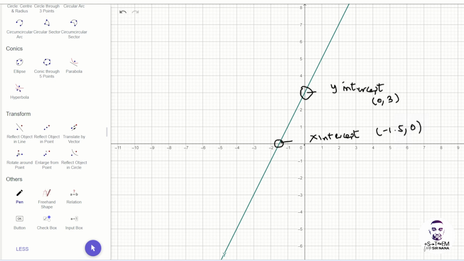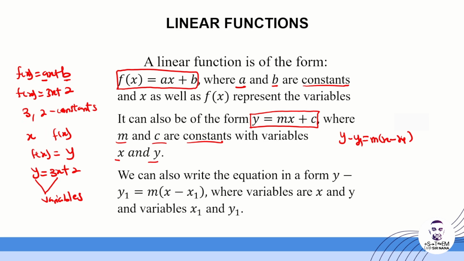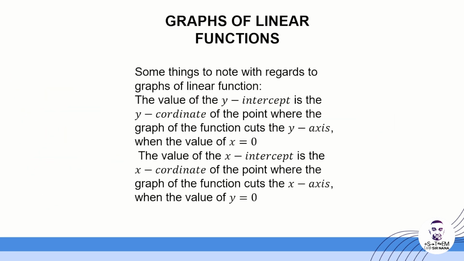And we've looked at how we can use the graphing tool to draw our graph and have our graph look very linear when we have our equation written. Now let's consider some of the things we looked at with the graph. Some things to note with regards to the graph of a linear function. Remember that the y-intercept is the y-coordinate of the point where the graph of the function cuts the y-axis, where the value of x is equal to 0.